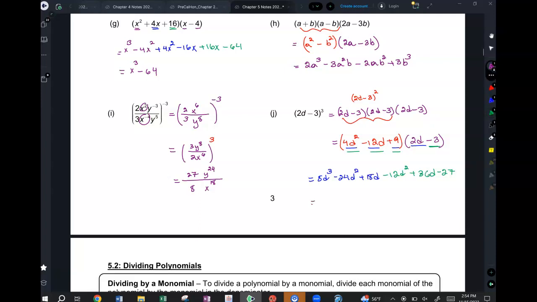Okay, so let's add these. So 8d cubed, that's alone. The d squared are negative 24 and negative 12, so that's negative 36. 18 and positive 36, that's positive 54d. And then minus 27. All right. Now, any questions?